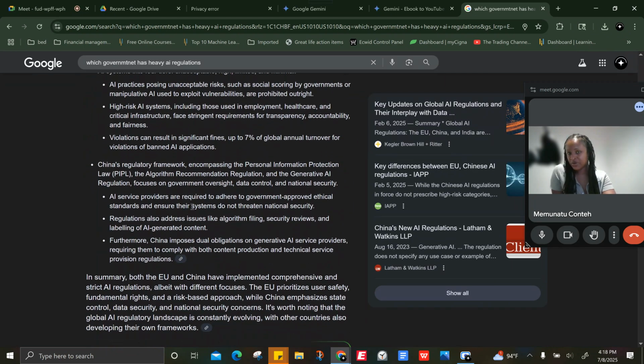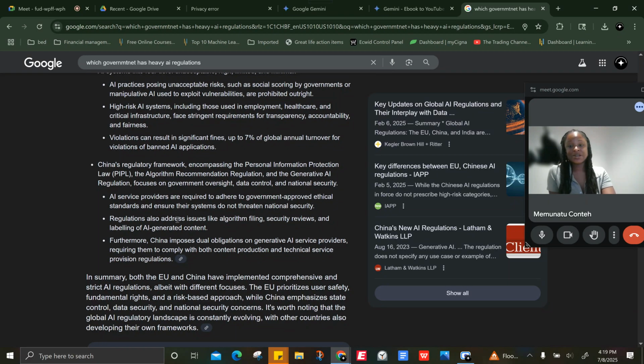China's regulatory framework, encompassing the Personal Information Protection Law, the algorithm recommendation regulations, and the generative AI regulations, focuses on government oversight, data control, and national security. So China is more concerned with the government having control of the data. AI service providers are required to adhere to government-approved ethical standards and ensure their systems do not threaten national security. So they do have regulations. Even though they want the data to control it, they have regulations. I think that's great. You may not agree with China the way they do things. Heck, there are things about China I don't agree with, but at least they have regulations for AI, which is good. A place to start at least.